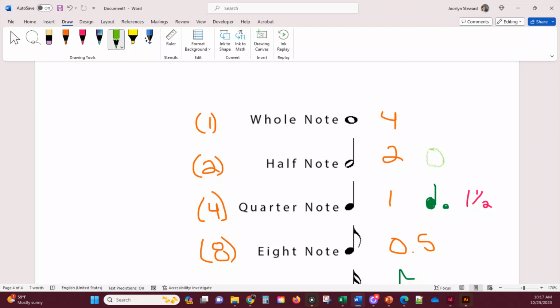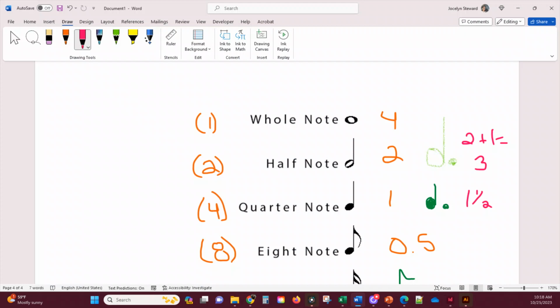A little white. A dotted half note. If a half note is 2 beats, how many would a dotted half get? It would get 3. It's half, we add in half. 2 divided by 2 is 1. So 2 plus 1 is equal to 3 beats.